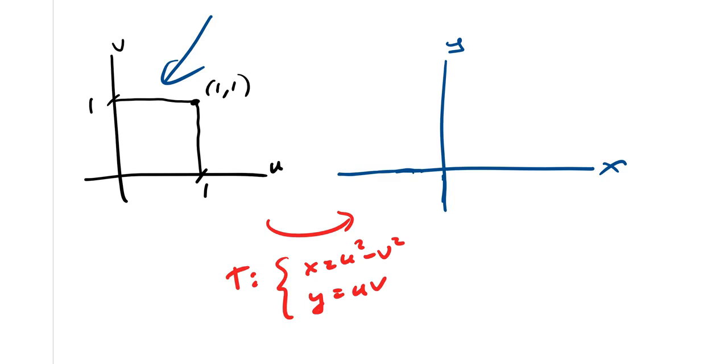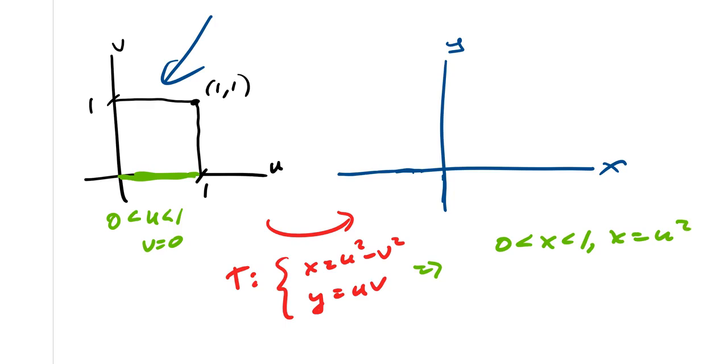So let's look along the bottom line here. It's in green. Let's see what happens there. So u ranges from 0 to 1, and v is always 0. So when that happens, x goes from 0 to 1, and x is u squared. And then when v is 0, y is going to be 0. So we're along the line y equals 0, and then x is u squared. X is going from 0 to 1, so that would be like this line right here. Y is always 0, so it's got to be on the x-axis, and x is going from 0 to 1. It doesn't matter how fast it goes.